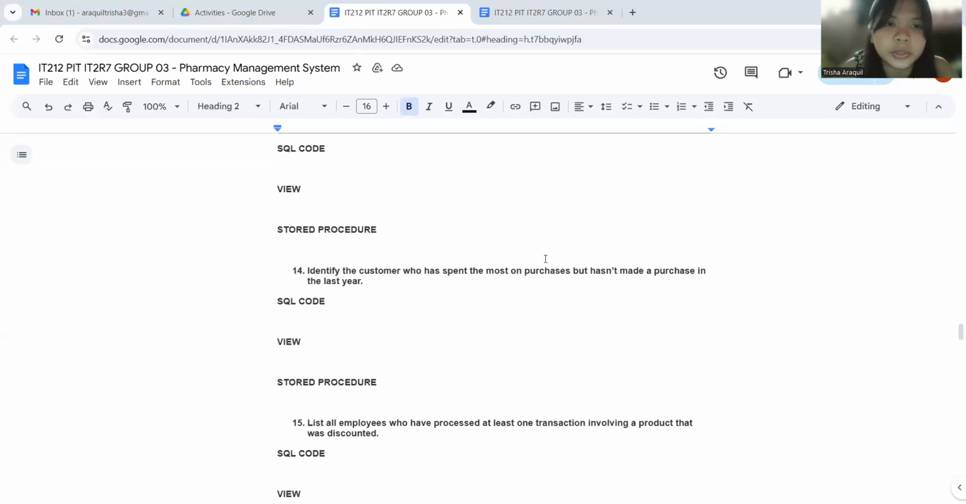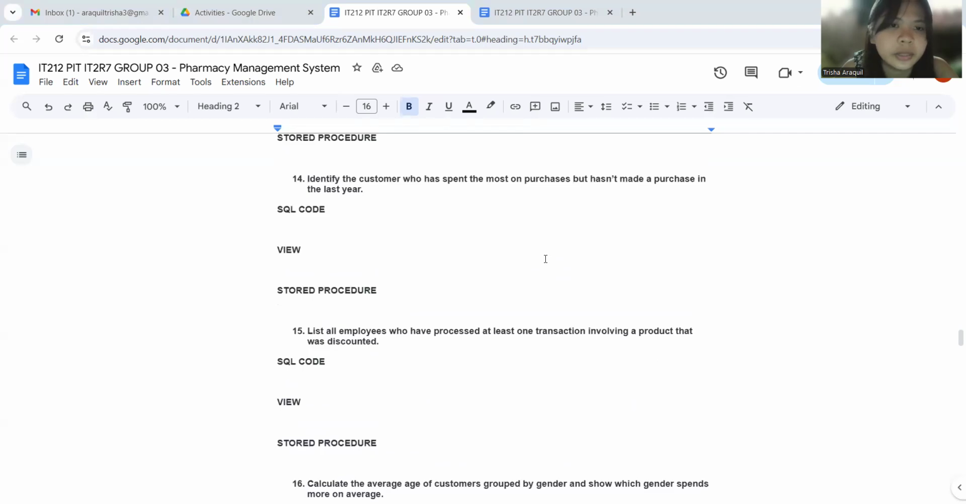Now let's go to number 14. Identify the customer who has spent the most purchases but hasn't made a purchase in the last year. Let's go to the SQL.